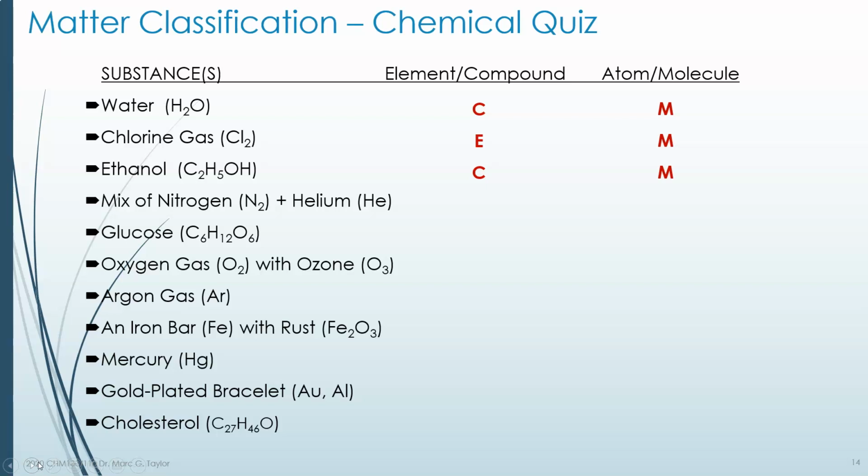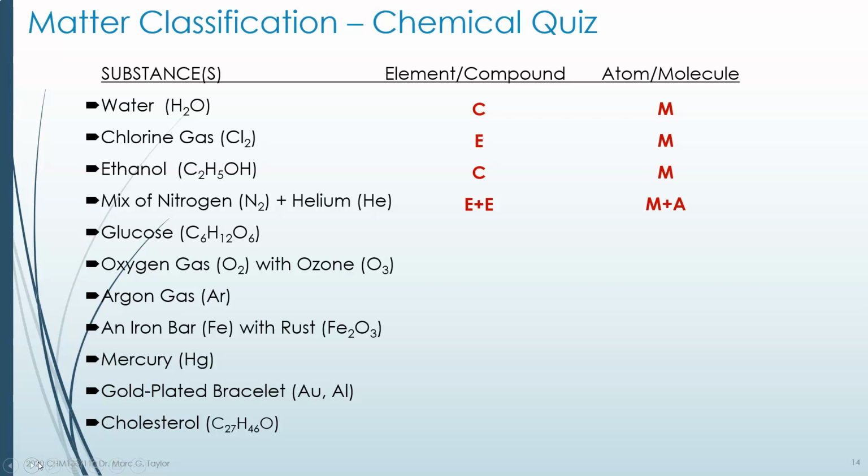Now we have a mixture of nitrogen gas, N2, and helium gas, He. So obviously this is a mixture, so we have to look at each thing. So nitrogen is composed only of nitrogen atoms. Helium is only composed of a single helium atom. So that's an element and another element. Nitrogen has 2 atoms, so it's a molecule. Helium has 1 atom, so it's an atom.